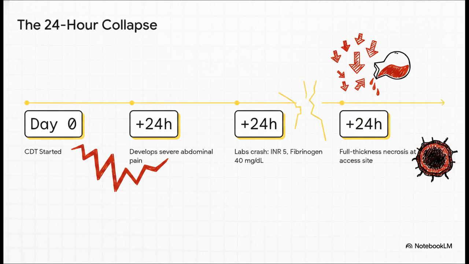Within a single 24-hour period of starting CDT, the patient develops excruciating abdominal pain. Then his labs, they fall off a cliff. His INR, that measure of blood clotting, shoots up to 5. His fibrinogen crashes to a dangerously low 40. And at the exact same time, the access site in his arm, it develops full-thickness necrosis. We're talking a complete systemic collapse.